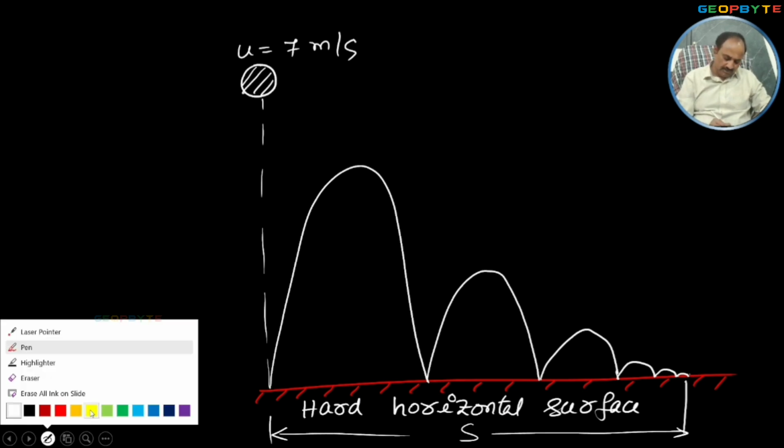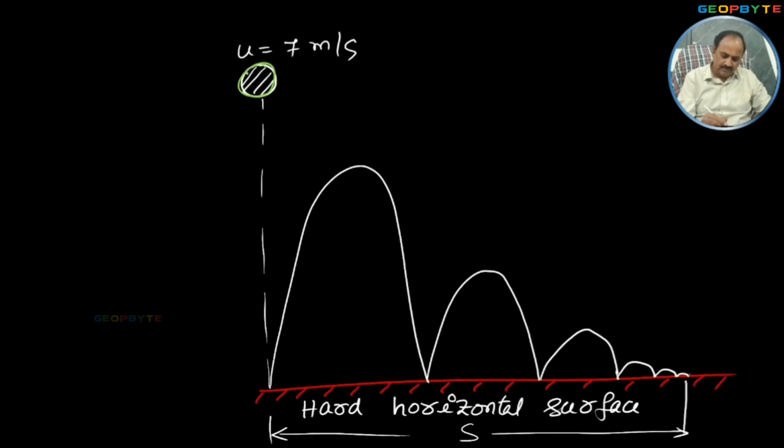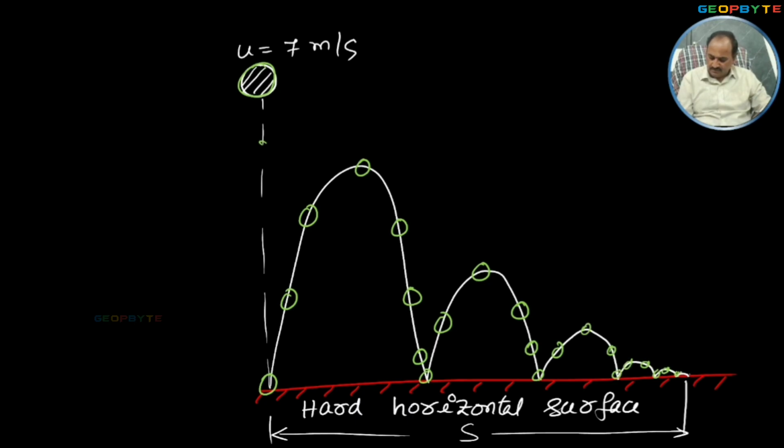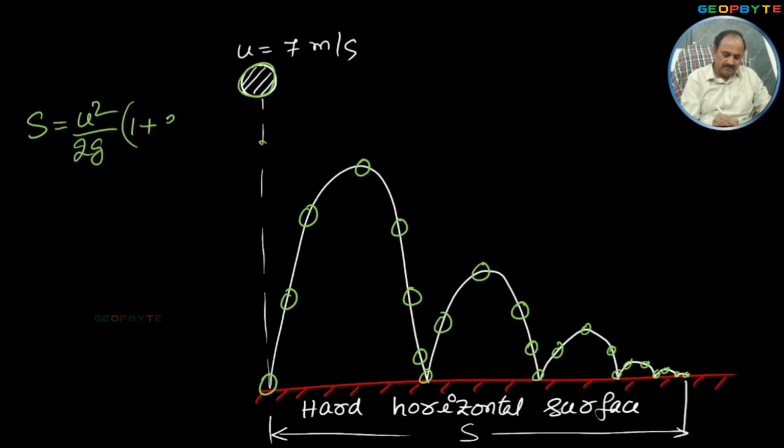Now let me mark the different states of the ball. This is the initial position. It is touching the ground. Then it is bouncing like this. That is how the ball is bouncing continuously before it comes to rest. That distance traveled by the body before it comes to rest is u square by 2g. Remember this formula into (1 plus e square) by (1 minus e square).